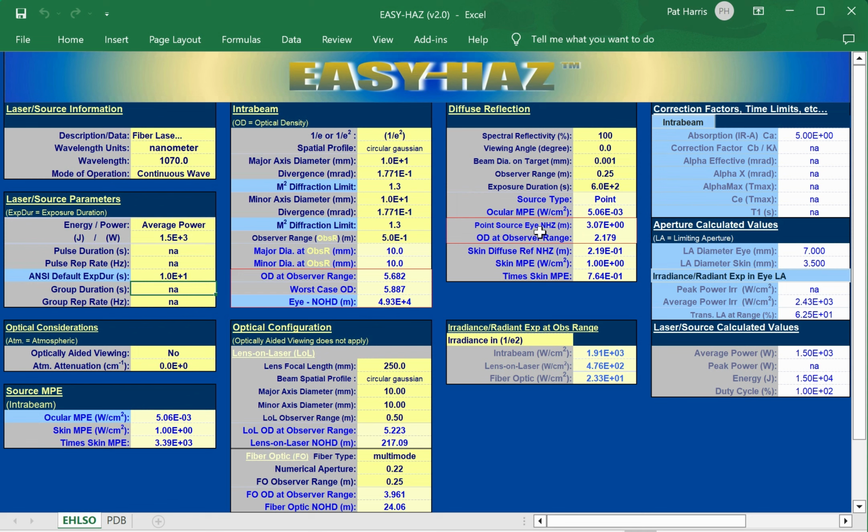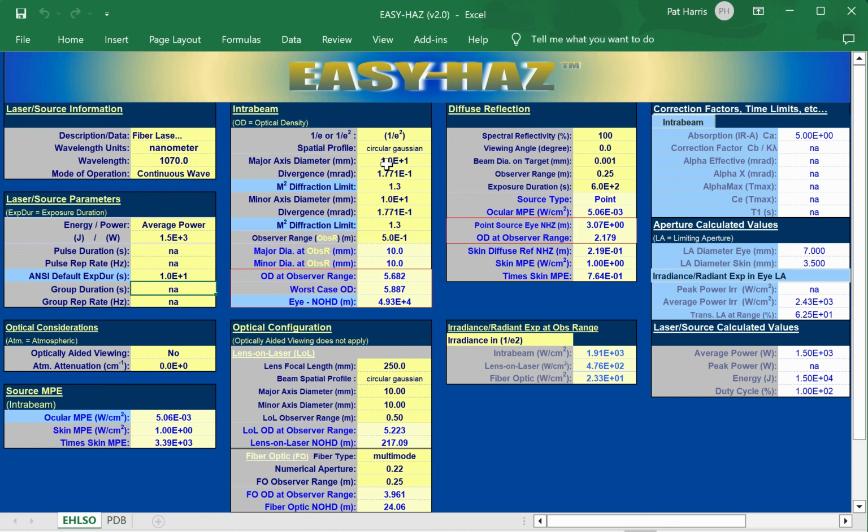We can see that we have a point source nominal hazard zone of about 3 meters. That's a pretty large diffuse reflection hazard, and 1/4 meter away from this, the OD at the observer range is 2.1. We can take a look at the skin diffuse reflection hazard and the MPE and the times MPE here, and we can see that for a diffuse reflection, we don't really have a hazard here, as we're below 1 on the MPE. Now, we may say, yeah, but we don't really have a small beam on target.